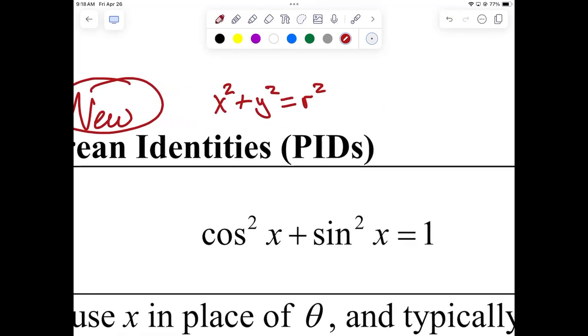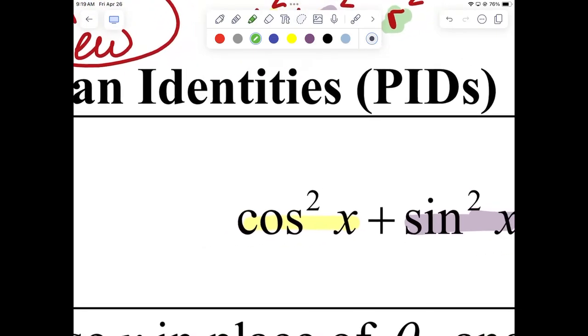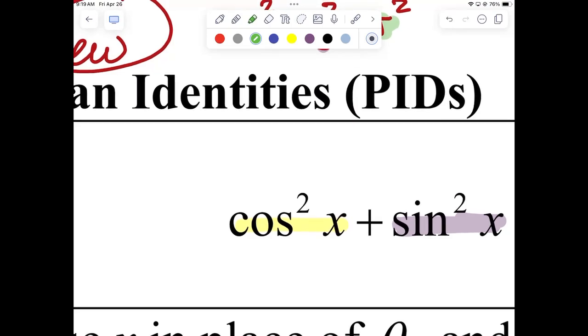What is x on the unit circle, though? On the unit circle, isn't the x coordinate the cosine? Yeah? And isn't the y-coordinate sine? And on the unit circle, what's the radius? 1. So your first Pythagorean identity is basically x squared plus y squared equals r squared from the unit circle. It's cosine squared plus sine squared equals 1. That's an identity, okay? So what's another name for cosine squared plus sine squared?